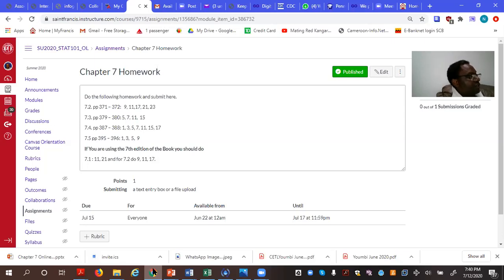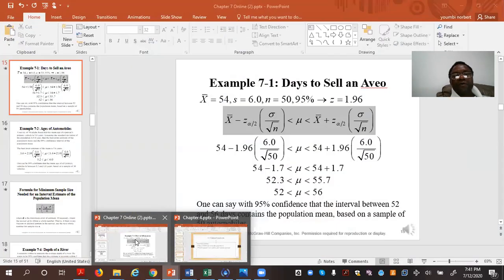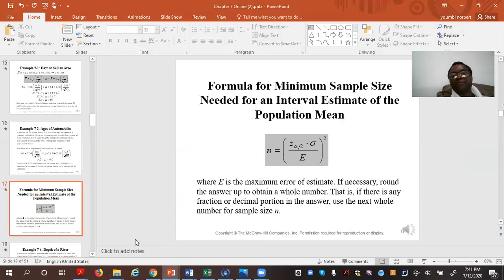Now on number 23, a researcher wishes to estimate the average number of minutes per day a person spends on the internet. How large a sample must she select if she wishes to be 90% confident that the population mean is within 10 minutes of the sample mean? Assume the population standard deviation is 42 minutes. So if they say it's within 10 minutes, it means the margin of error is 10.